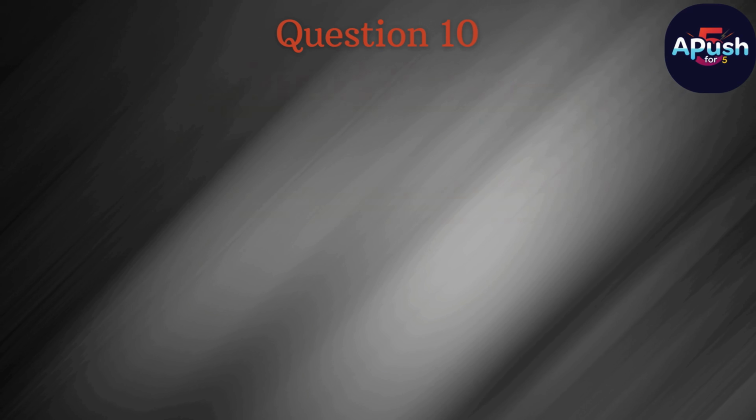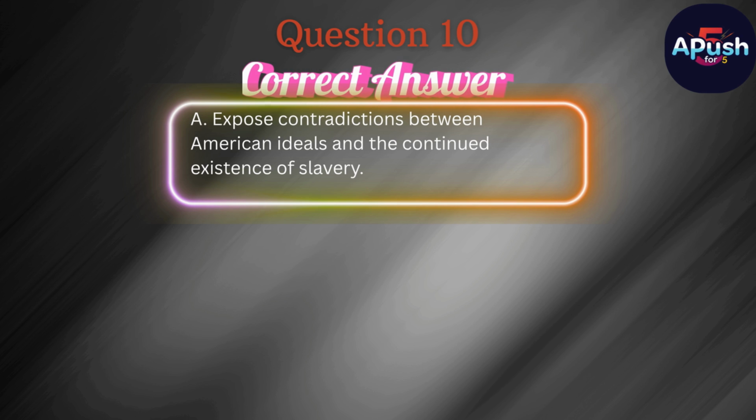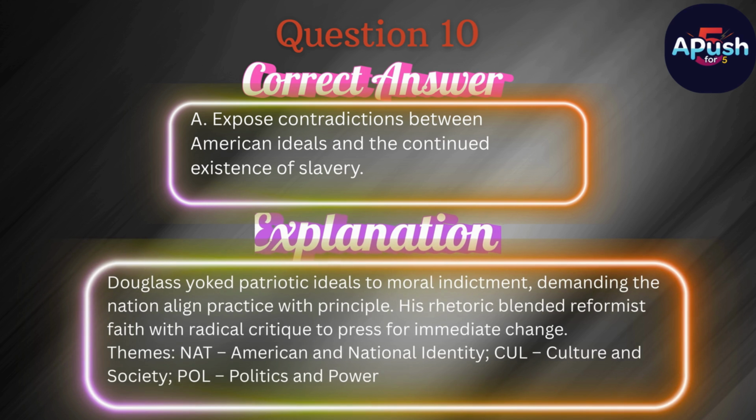The correct answer is A. Expose contradictions between American ideals and the continued existence of slavery. Douglass yoked patriotic ideals to moral indictment, demanding the nation align practice with principle. His rhetoric blended reformist faith with radical critique to press for immediate change.